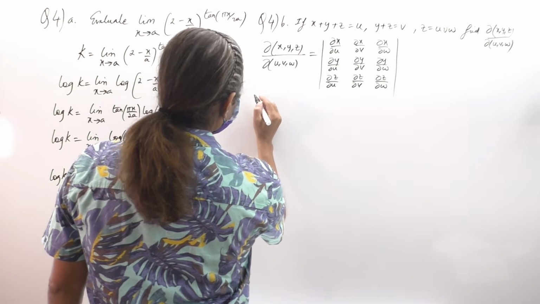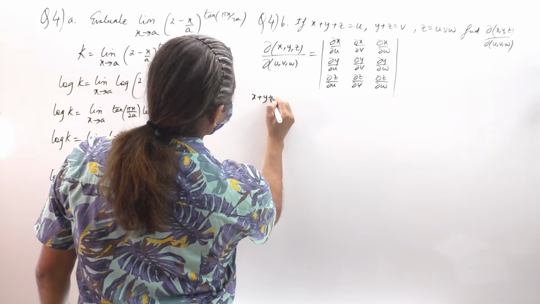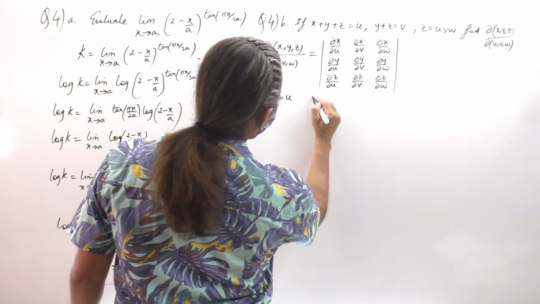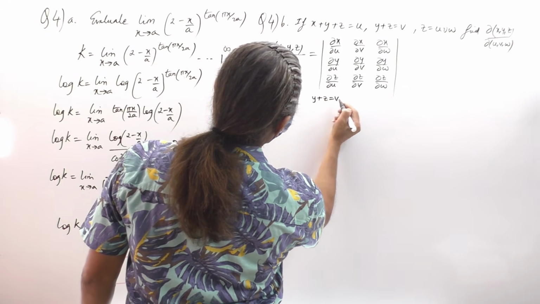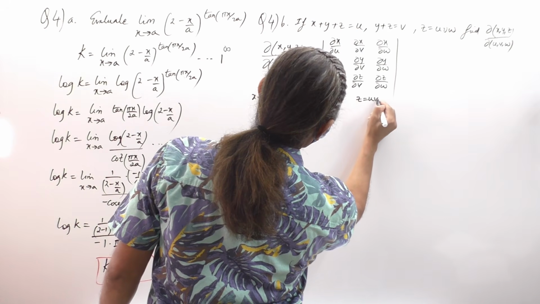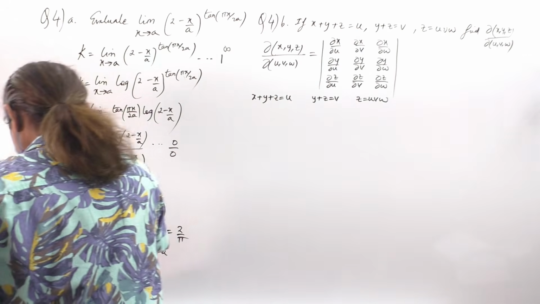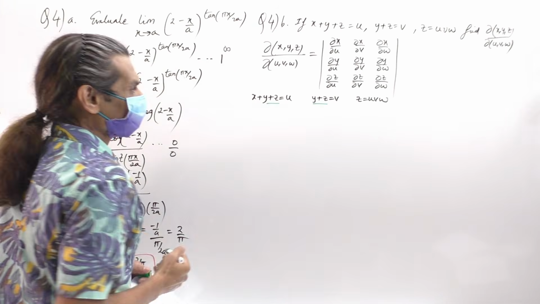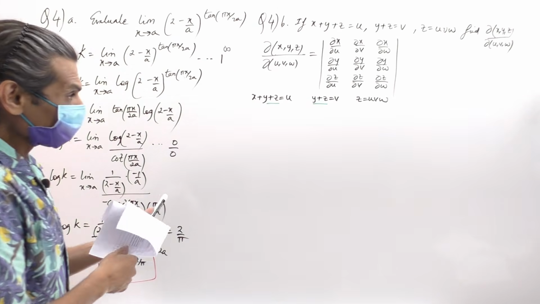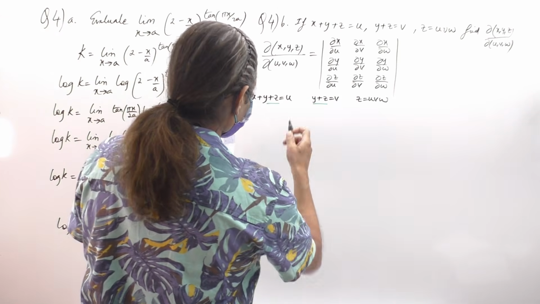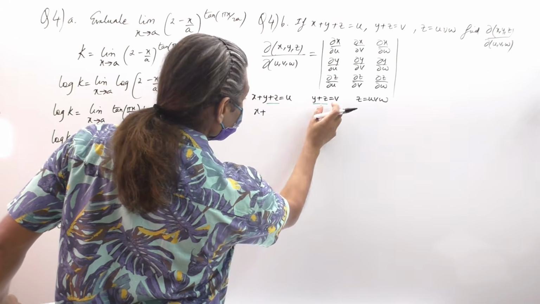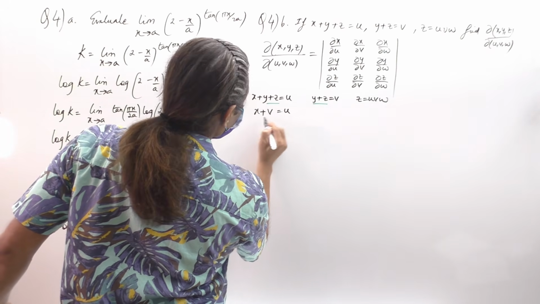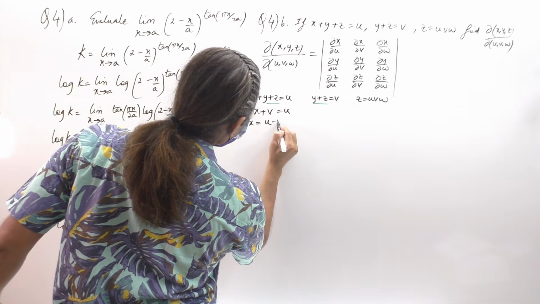Okay. So we have here x plus y plus z is equal to u, and y plus z is equal to v, and z is equal to uvw. So here we see y plus z, see y plus z. Now what I can do is put this y plus z value here. So x plus, what is y plus z? v is equal to u. That means x is equal to u minus v.